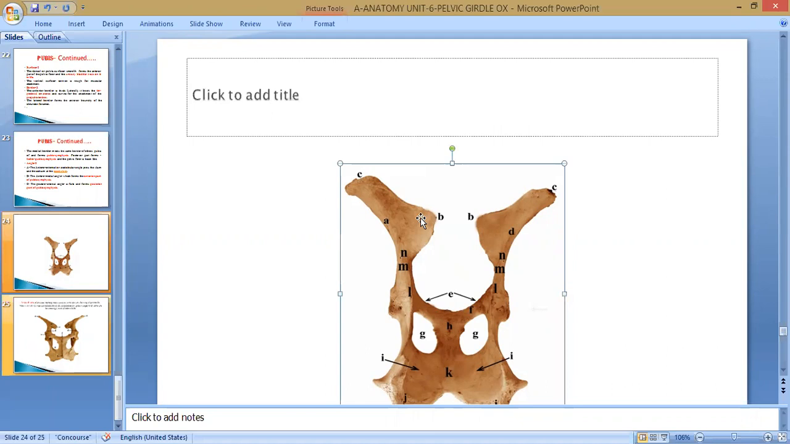Next, Chippy, are you here? Yes sir. What is G? Obturator foramen. Right. What is C? Who will tell? Tuber coxae, sir. Right. The external angle of the ilium is known as tuber coxae, and the internal angle of the ilium is known as tuber sacrale. Right.